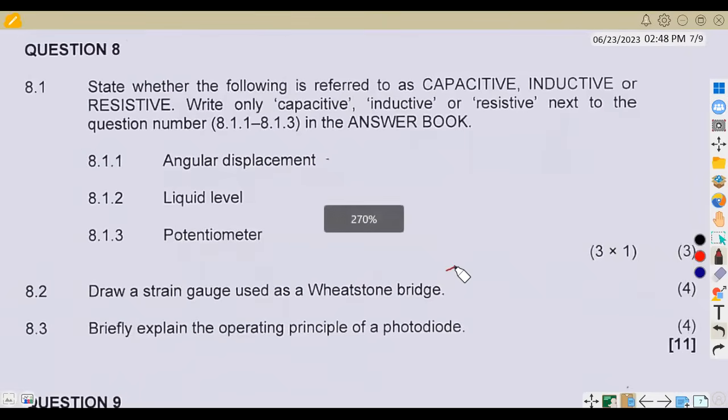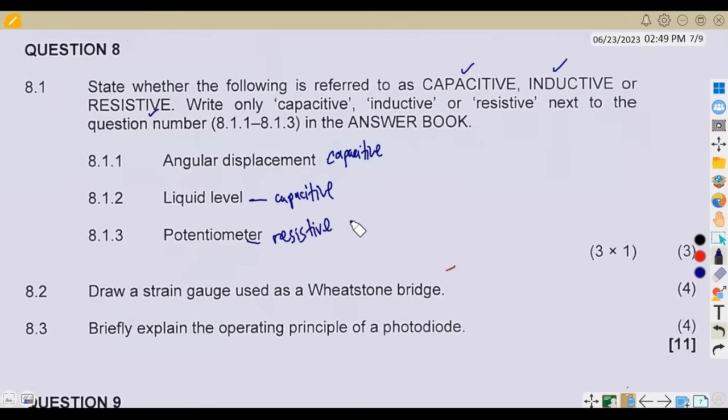Again, we have to choose from these. We are supposed to answer with these words: capacitive, inductive, or resistive. So we are given angular displacement, what is it about? An angular displacement, that is capacitive. Same with the liquid level, guys. Remember, that's your capacity. It's under capacitive. Then a potentiometer, that is resistive. We are talking about resistance more.